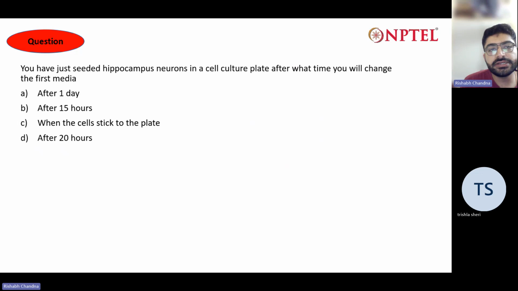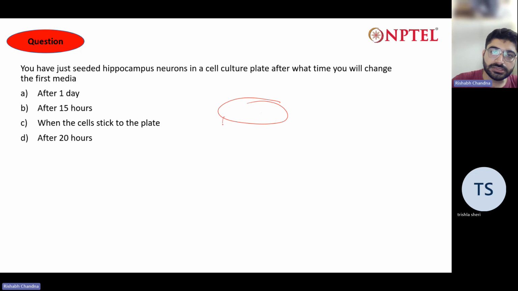So you have just seeded certain hippocampus neurons in a cell culture plate. After what time will you change the first media? Sorry, this is a technical question. When you have some experience in cell culture, what we generally do, if we have a primary culture, is that we are using an adherent culture system.